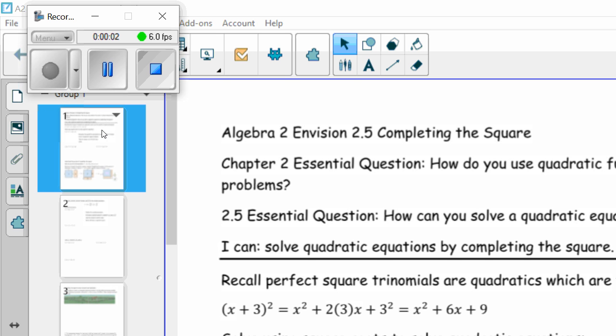All right, so today in Algebra 2, we're looking at section 2.5, completing the square, okay? After today, you should be able to solve quadratic equations by completing the square. So let's do some review information.